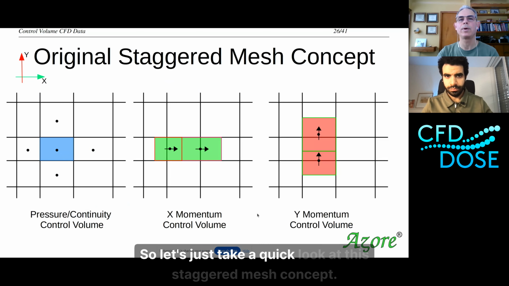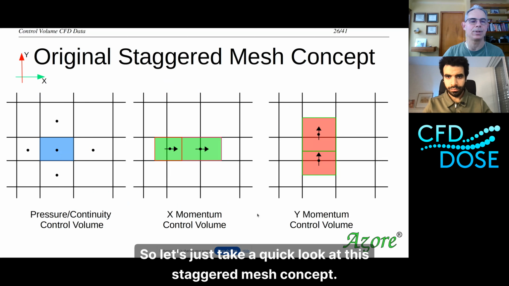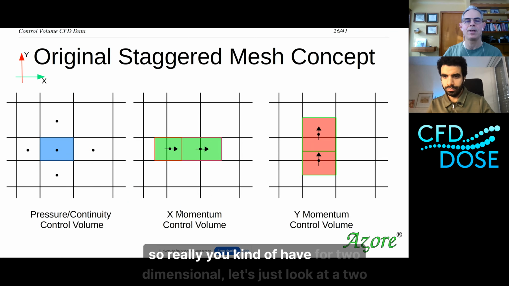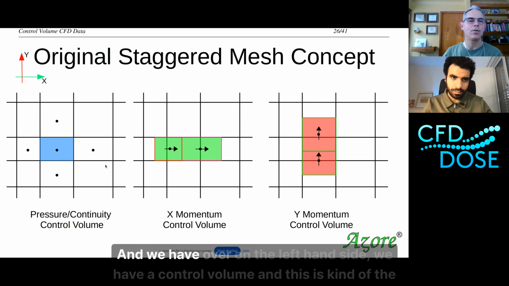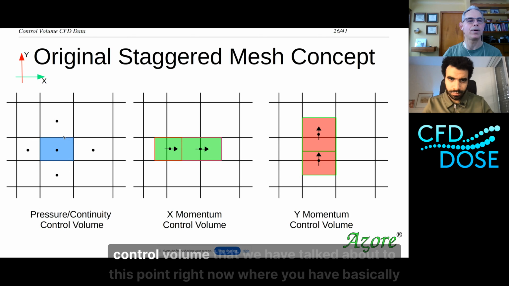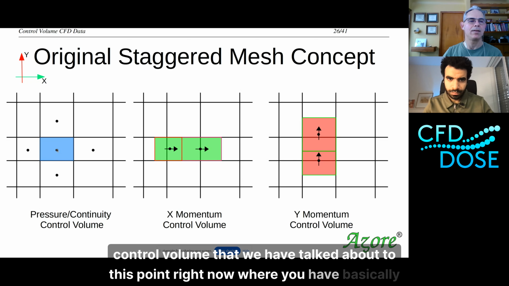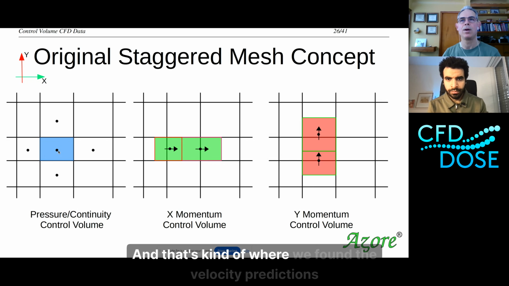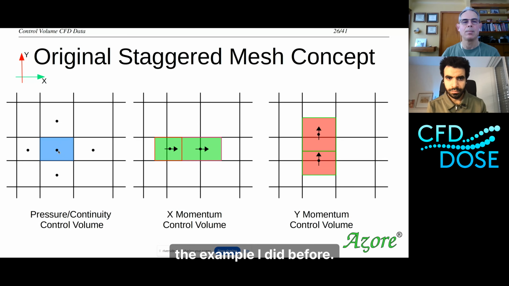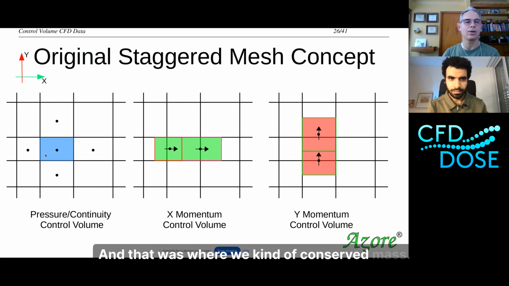So let's just take a quick look at this staggered mesh concept. Let's look at a two-dimensional mesh here. Over on the left-hand side, we have the control volume that we have talked about to this point, where you have the centroidal value, which is where your data is stored, and that's where we found the velocity predictions in the example I did before.